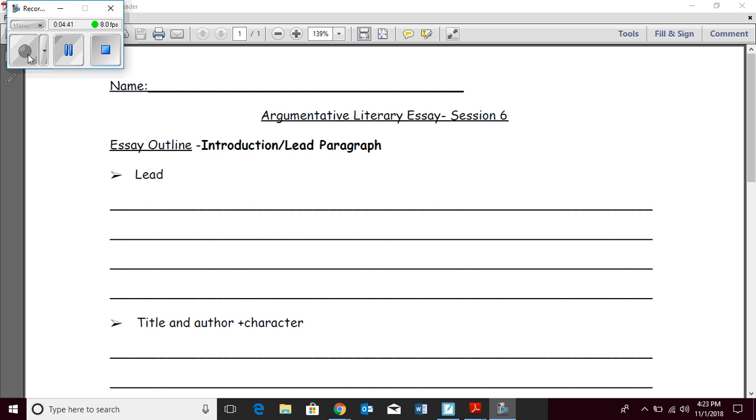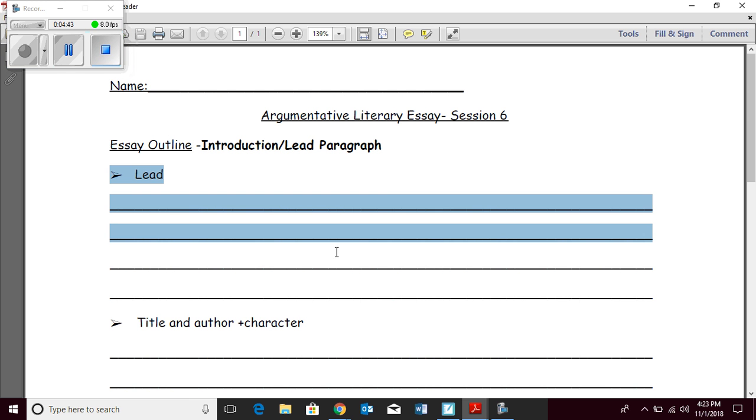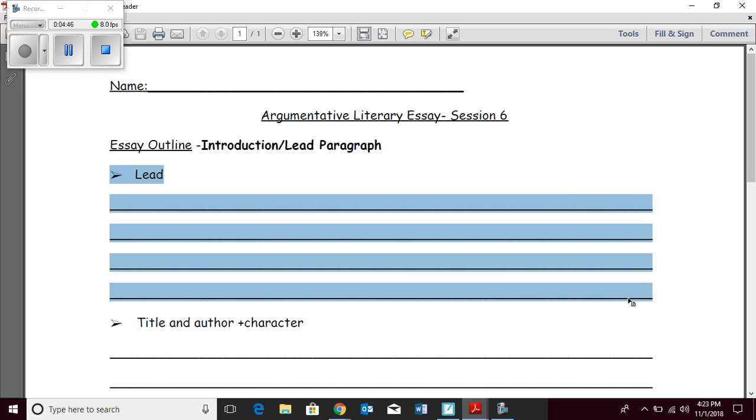Okay, let's review. For your lead, we are making sure that we're not talking about the story, Thank You, Mr. Folker. We're not talking about the characters. We're thinking of a universal lesson. So maybe your lesson is about kindness or bullying. You're relating it to the character trait that you chose. And again, make sure it's a life lesson.